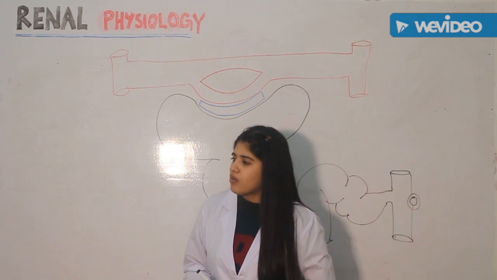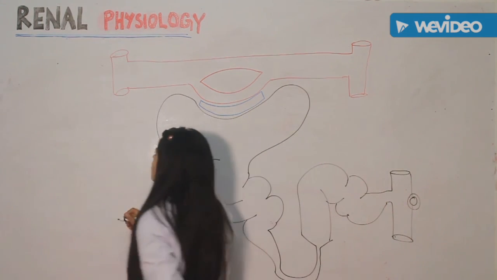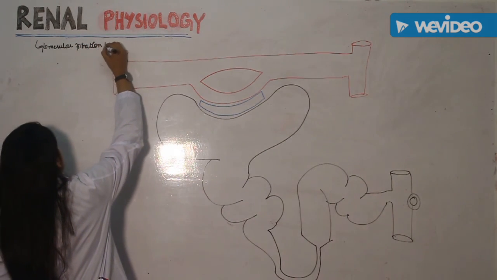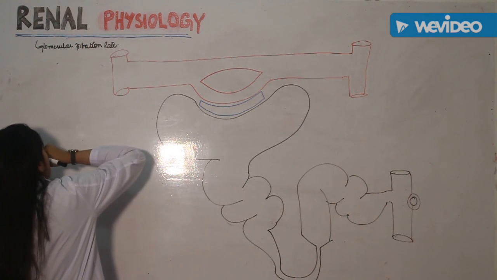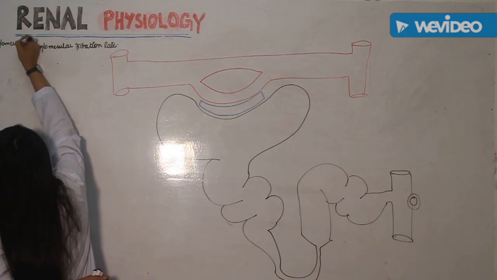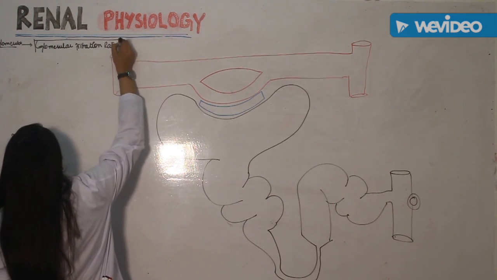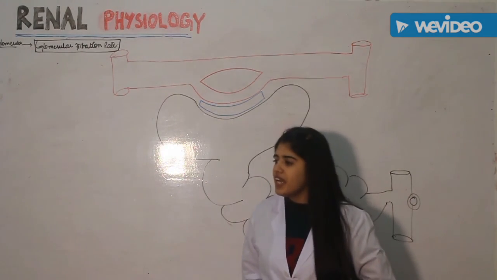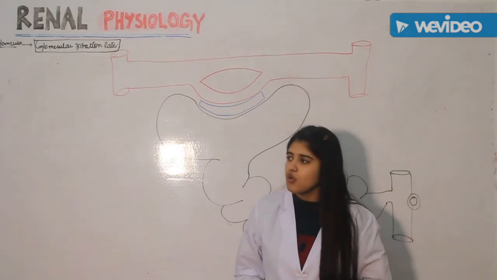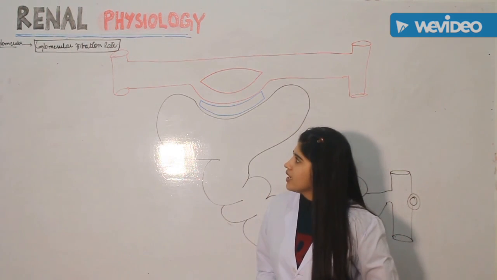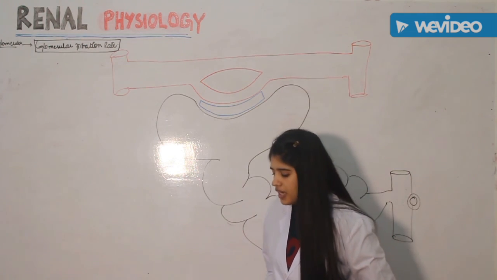Now we are going to discuss the glomerular filtration rate. What is it? It is how much blood is filtered in one minute. This is the glomerular filtration rate. It means how much filtrate is passing through the glomerulus in a minute. Okay, per minute how much fluid is passing through it. So this is the glomerular filtration rate.